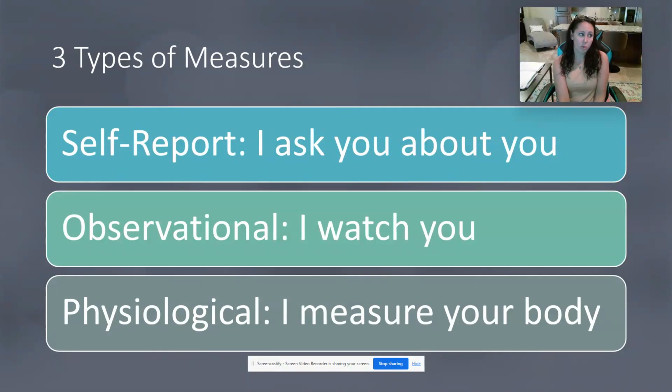Physiological, maybe I have you hooked up to some different monitoring apparatus and I'm measuring your cortisol levels to see your stress. Or maybe I'm doing some brain scans that can tell me things like levels of stress, levels of emotional activation, and things like that. So this is the difference between our three key types of measures that we're discussing in this chapter: self-report measures, observational measures, and physiological measures.